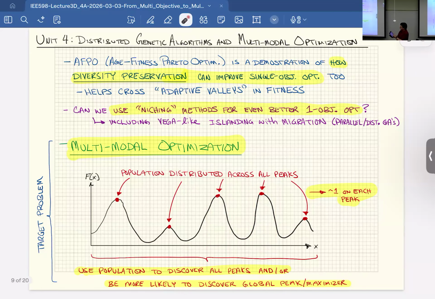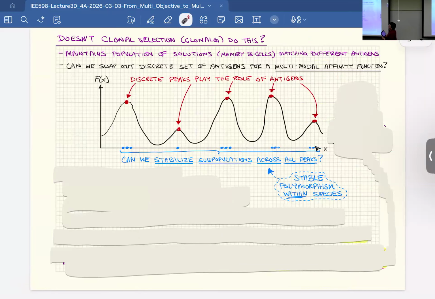Now, when we look at this, it might remind you a little bit of clonal selection. So in clonal selection, we had a set of antigens that we were developing antibodies for. So we had a discrete set of antigens, and we wanted to create a discrete set of responses, each one of which had high affinity for at least one of those antigens. And that was clonalg, the clonal selection algorithm, was one way of doing it. So you start with antigens and you get memory B cells out.